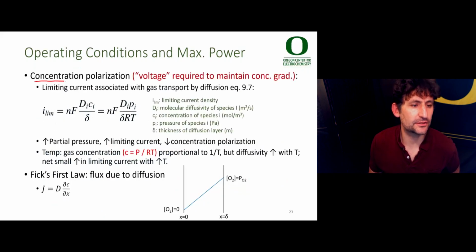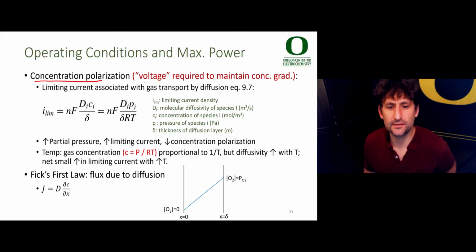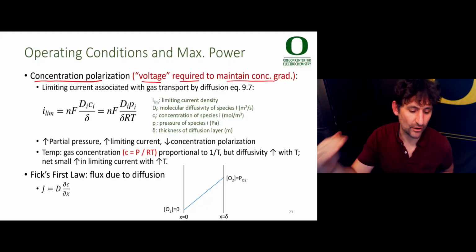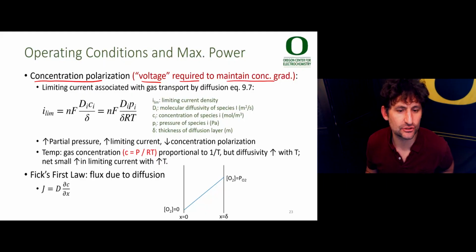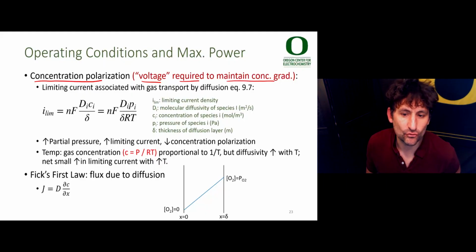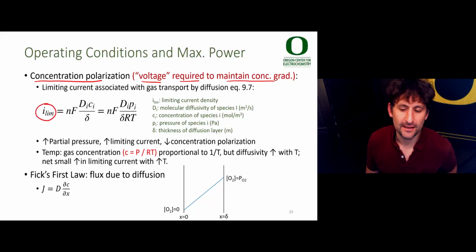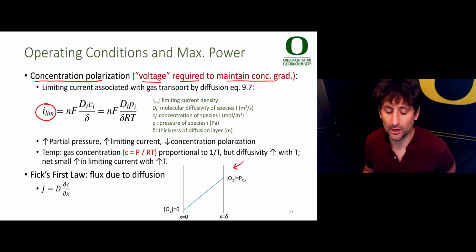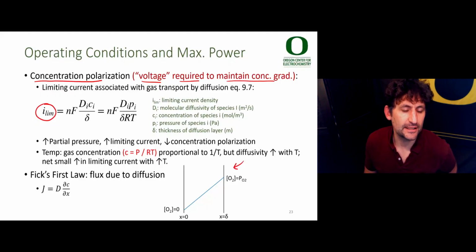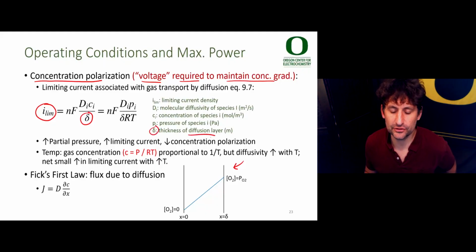Let's consider now the concentration polarization. This is the voltage required to maintain a concentration gradient driving the transport of our reactants to where they are consumed. We can write the limiting current density just like we did in Bard and Faulkner chapter 1. It's related to the distance, the thickness of the diffusion layer.